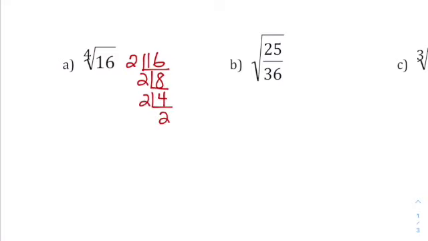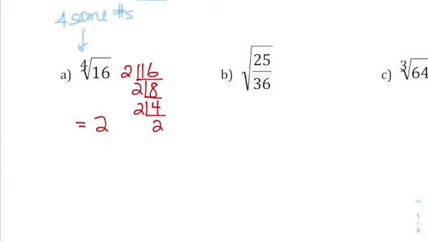So notice I have 4 2's because the index number tells me I need 4 same numbers. I have 4 of the same numbers. That number is 2. That's how you do anything that has an index number.